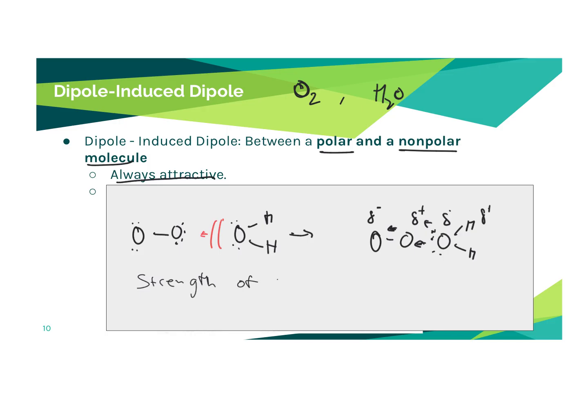The strength of the IMF increases with polarity of the polar molecule and polarizability of the nonpolar.